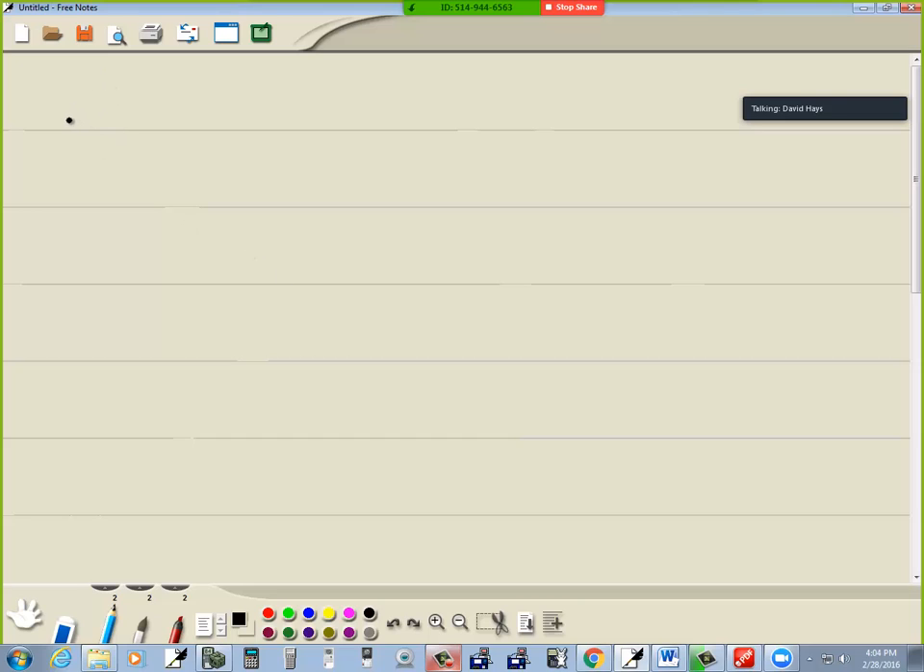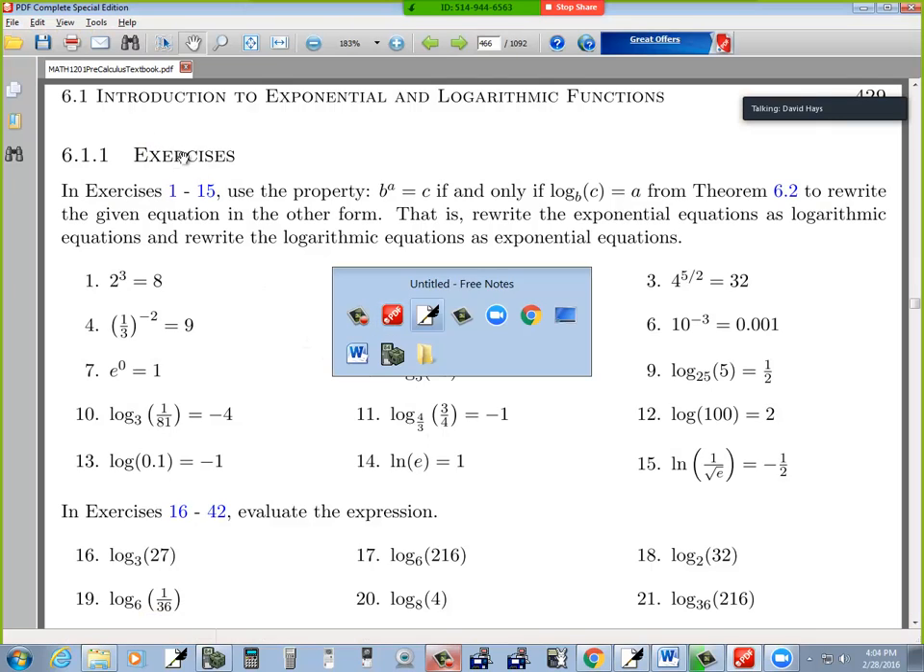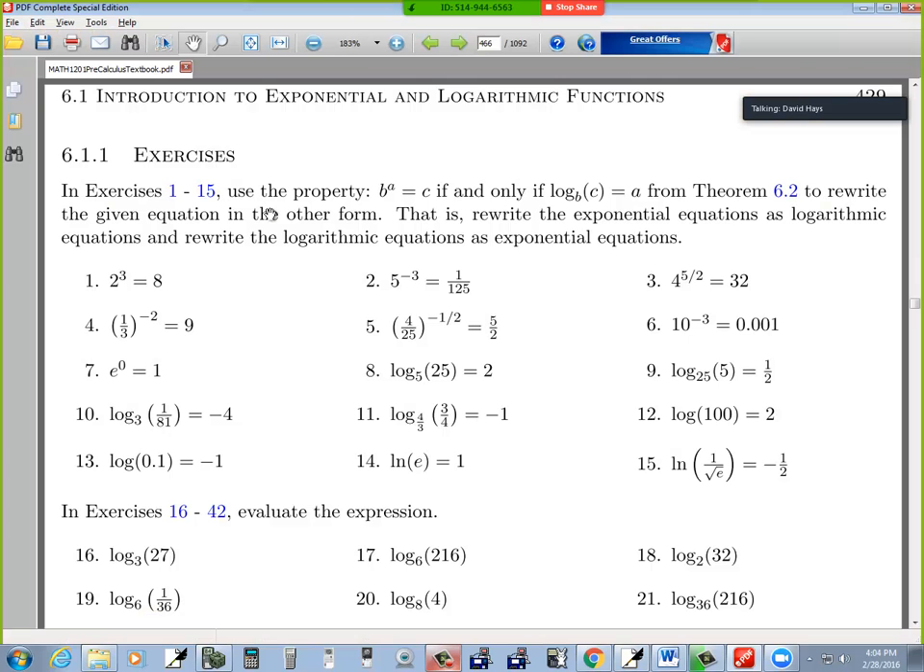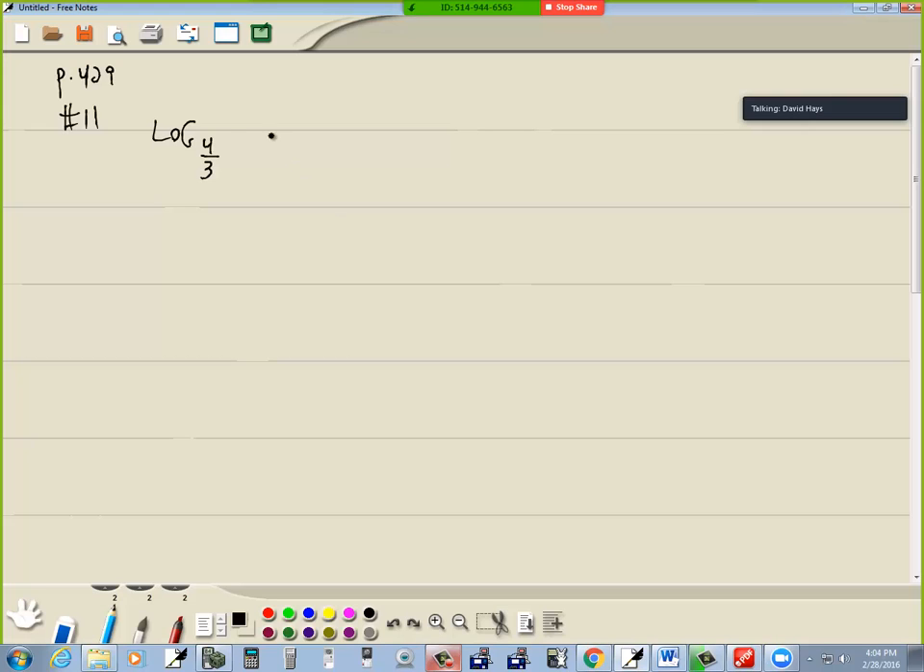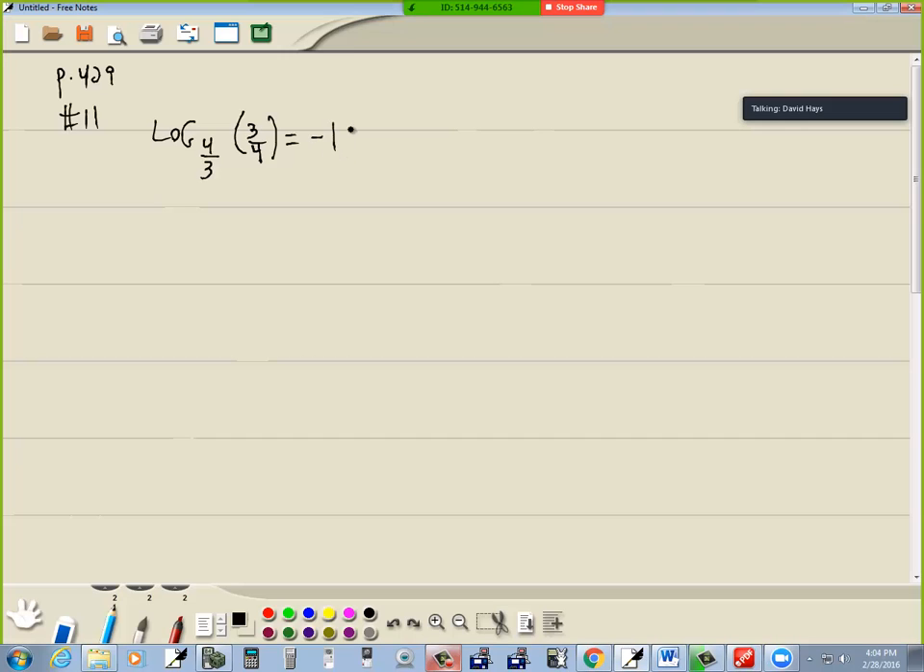This is number 11, page 429. We've got log base 4/3 of 3/4 is equal to -1. Now this is based upon our definition of a log in exponential form.